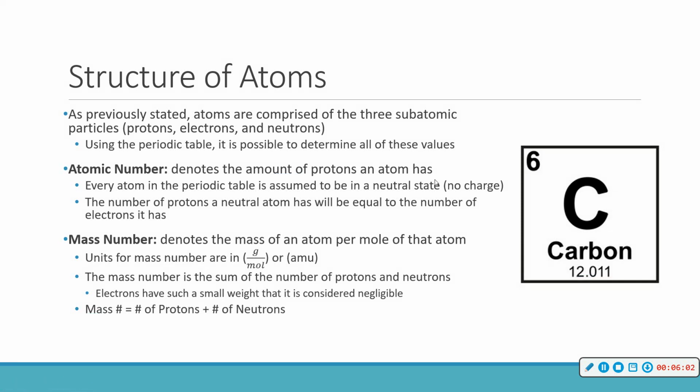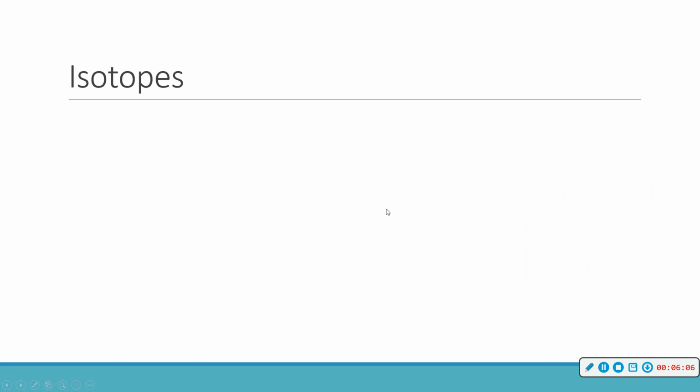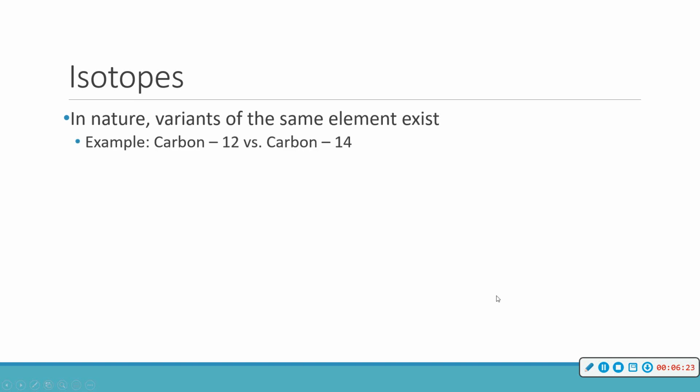Next up, we're going to go ahead and talk about isotopes. Now, isotopes are the same exact elements, but there's a slight difference. So in nature, you're going to see various forms of the same exact element. We're going to talk specifically right now about carbon-12 versus carbon-14.